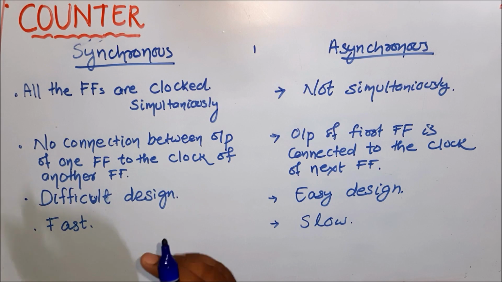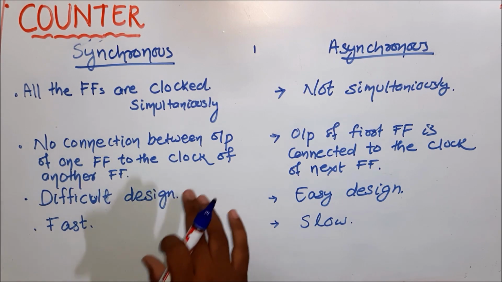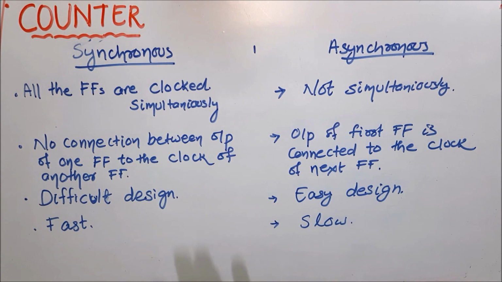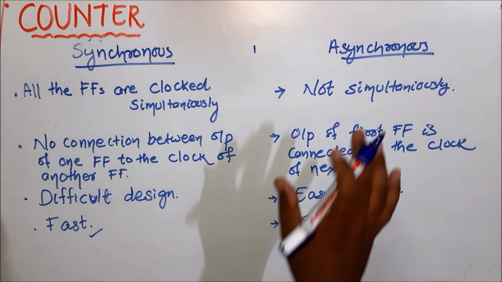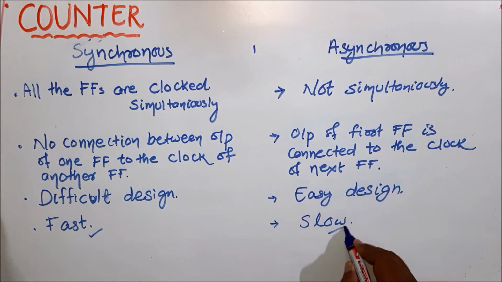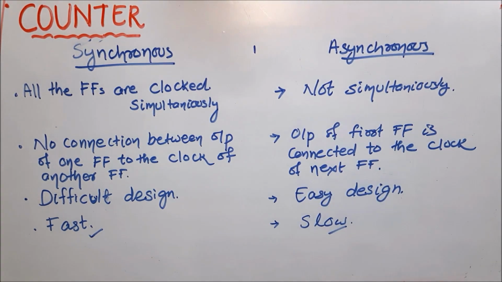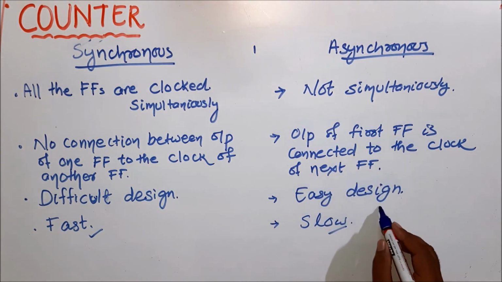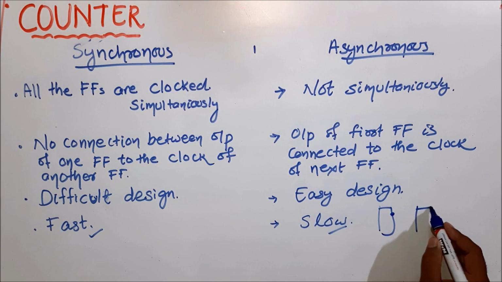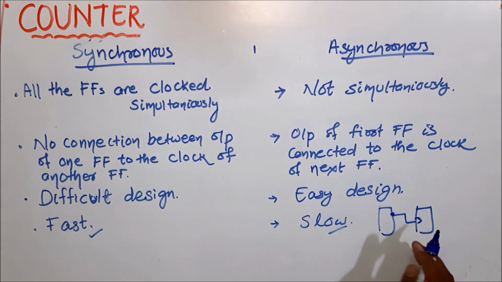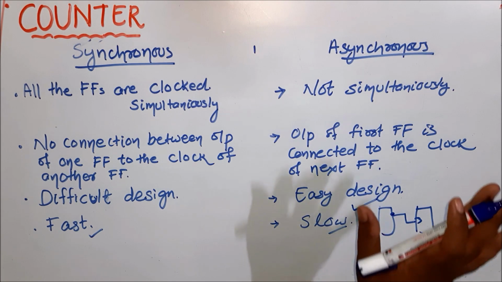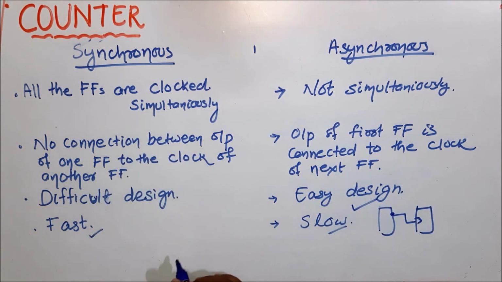In the synchronous case, as a single clock pulse is given, all the flip-flops will trigger at the same time. The propagation delay of all the flip-flops will be the same. That is why the synchronous counter is very fast in response, and the asynchronous counter is much slower than the synchronous counter. In an asynchronous counter, the output of a flip-flop is the input of the next clock, so it is very easy to design, but the synchronous counter is very difficult to design, but it is very fast. So this is all about the synchronous and asynchronous counter.